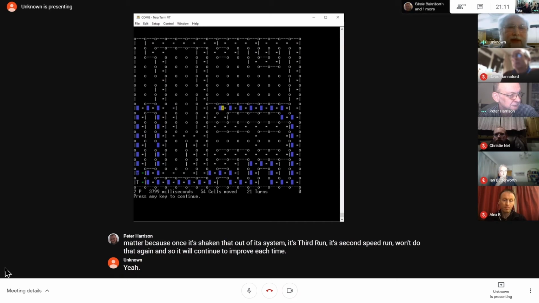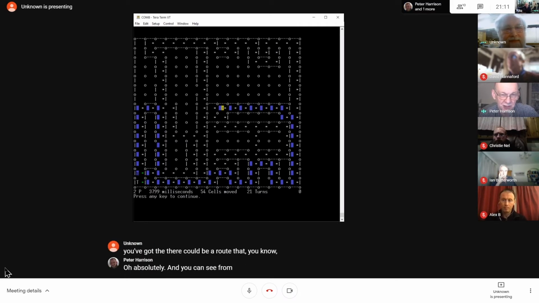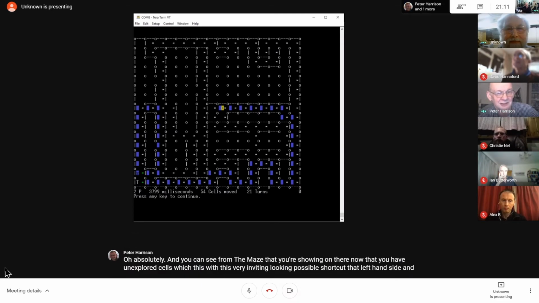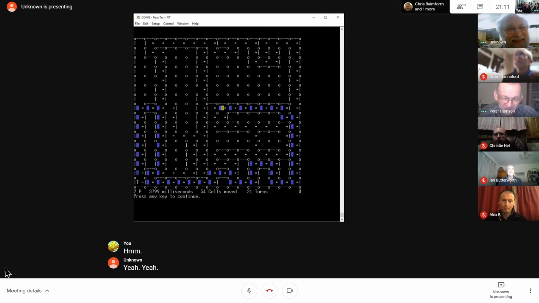I mean, the trouble is, you've got to do that search anyway. If your strategy is that, there could be a route there. Oh, absolutely. And you can see from the maze that you're showing on there now that you have unexplored cells, with this very inviting looking possible shortcut up that left-hand side. And you need to go and have a look.